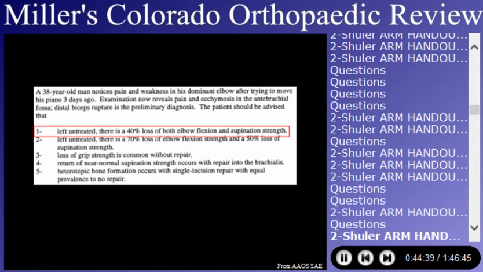This is a great question. I didn't know this, actually. It's a 38-year-old man who noticed pain and weakness in the dominant elbow after trying to move his piano 3 days ago. Examination now reveals pain, ecchymosis, antebrachial ptosis, distal biceps rupture is a preliminary diagnosis. What happens if you don't do anything for this patient? Left untreated.